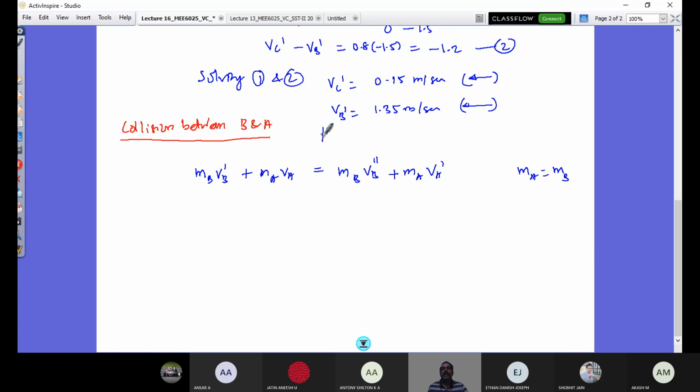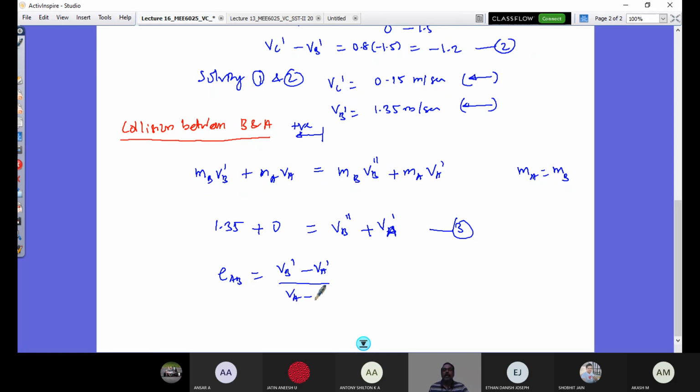As we consider the convention to the left positive in this particular problem, we will have VB dash is 1.35, and VA is initially zero, that's equal to, this is not known, VB double dash plus VA dash. VA dash also we do not know, we have to find out VA dash. So this is equation number three. And the other equation, e A B given as 0.5, that's going to be VB dash minus VA dash by VA minus VB, and that's equal to 0.5.